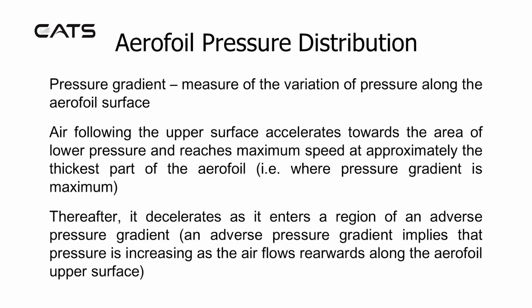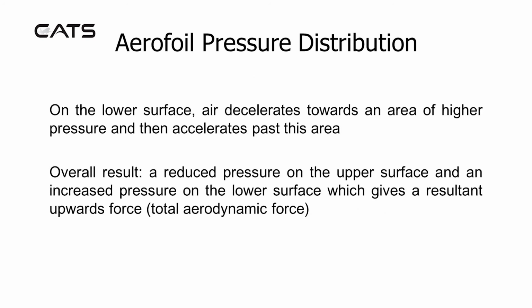Thereafter, it decelerates as it enters a region of adverse pressure gradient. An adverse pressure gradient implies that pressure is increasing as the air flows rearwards along the aerofoil upper surface. On the lower surface, air decelerates towards an area of higher pressure and then accelerates past this area. The overall result is a reduced pressure on the upper surface and an increased pressure on the lower surface, which gives a resultant upwards force, total aerodynamic force.